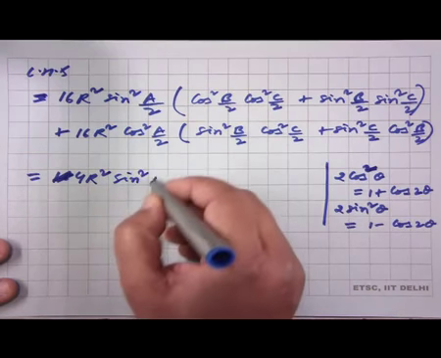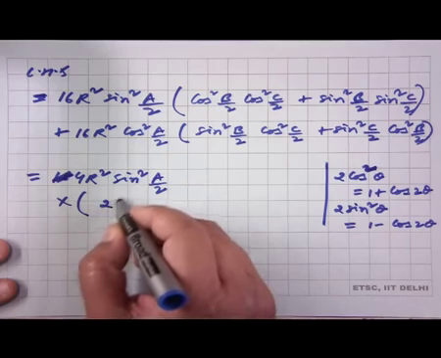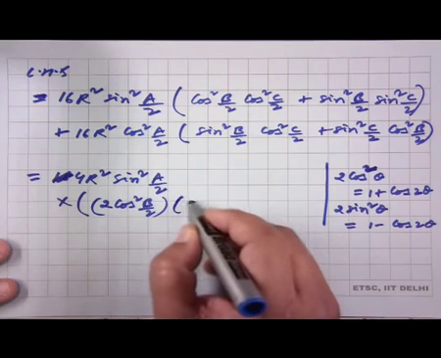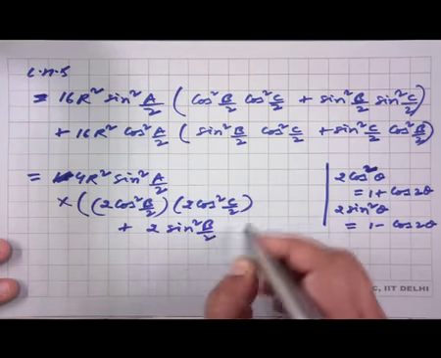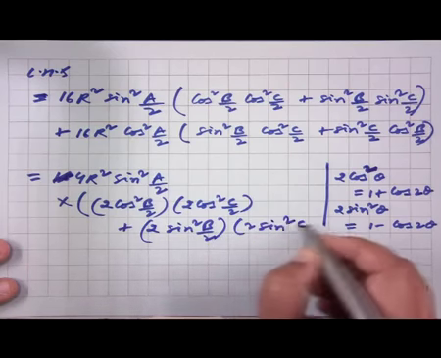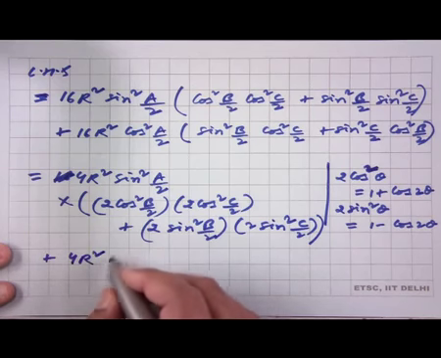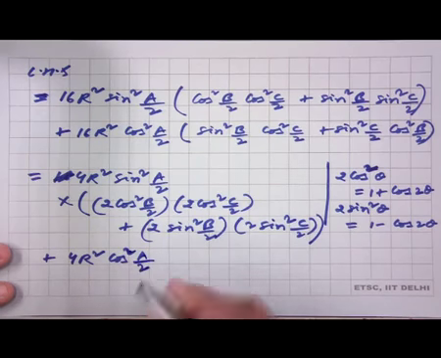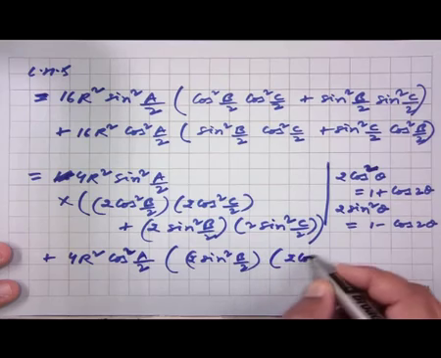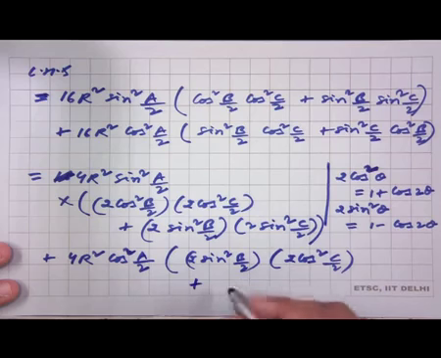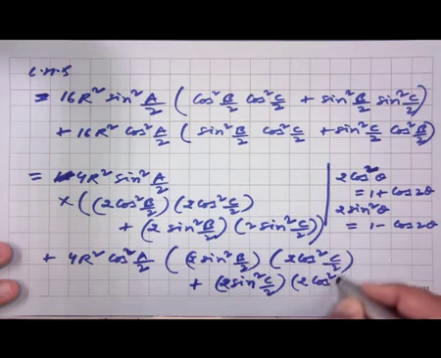4R square sine square A by 2 times, plus 2 sine square B by 2 times 2 sine square C by 2, and similarly for the other term also, which will be 4R square cos square A by 2 into 2 sine square B by 2 into 2 cos square C by 2 plus 2 sine square C by 2 times 2 cos square B by 2.